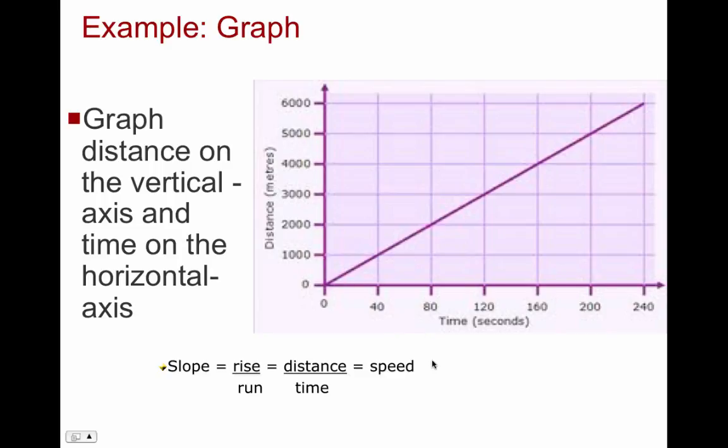One thing that you need to note is that slope is the rise over the run. You should have known this from earlier. Distance divided by time is the speed. So the slope of this distance-time graph equals the speed. That's going to be large.